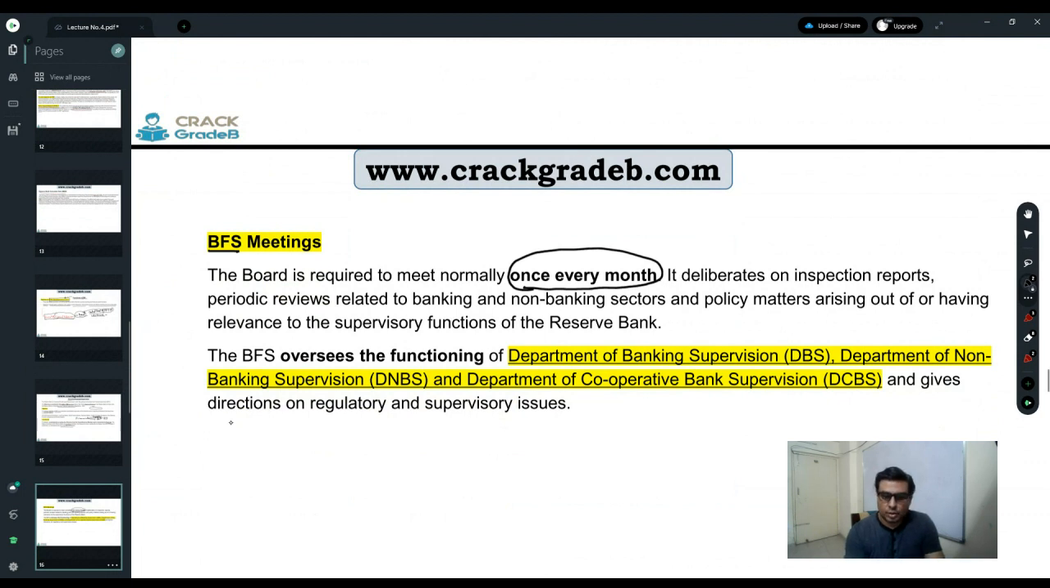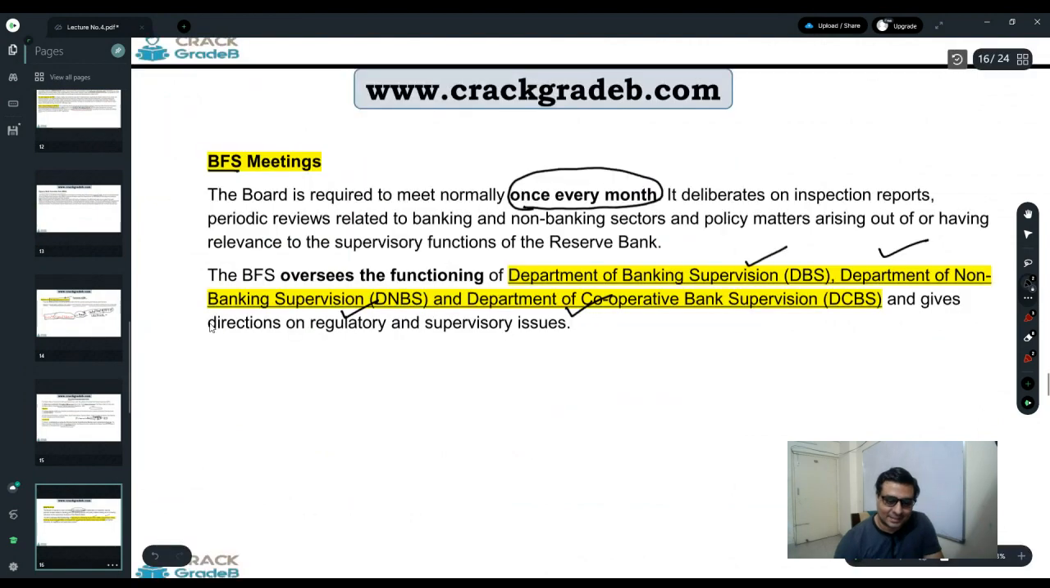BFS oversees the functioning of the Department of Banking Supervision, Department of Non-Banking Supervision, and Department of Cooperative Banks, and gives direction on regulatory and supervisory issues. So their focus is on supervision. They supervise those people who are supervising others, right? So it's a very powerful organization because they are supervising those who are supervising the banking entities, right?